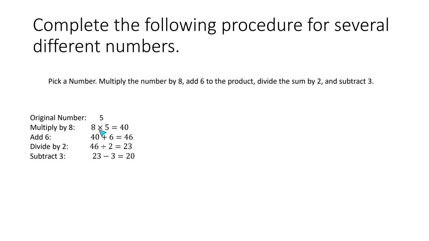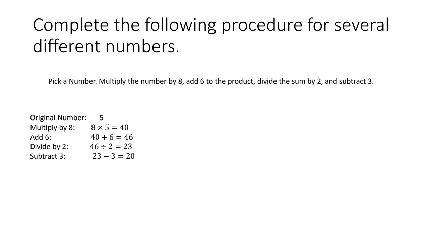So I chose 5, and it says to multiply by 8. So 8 times 5 is 40. And then it says to add 6. So 40 plus 6 is 46. And then it says to divide the sum by 2. So 46 divided by 2 is 23. And then subtract by 3. So 23 minus 3 is 20.